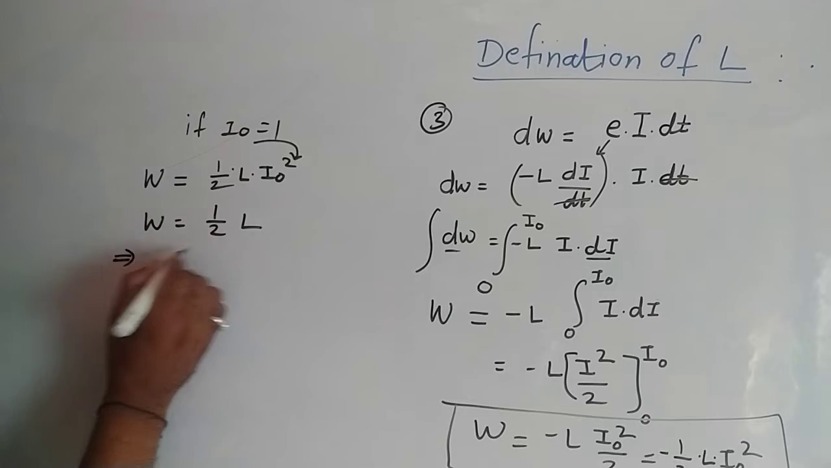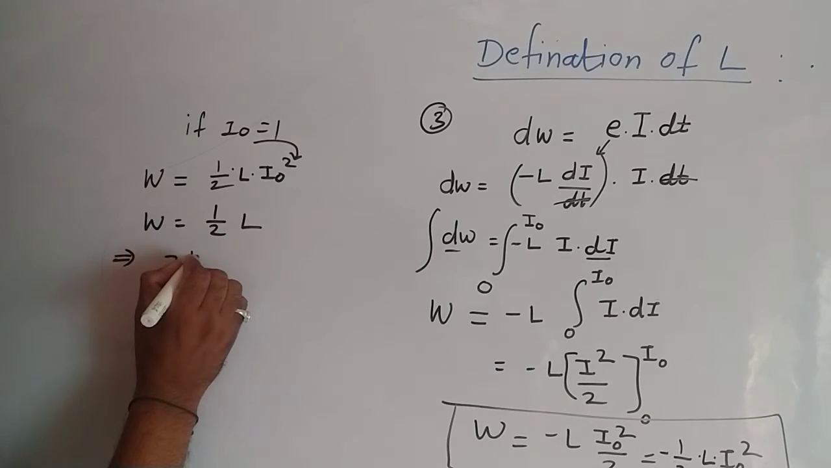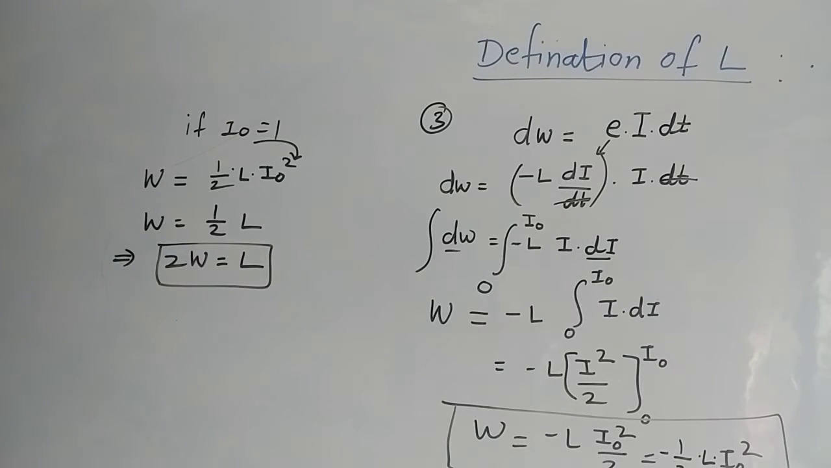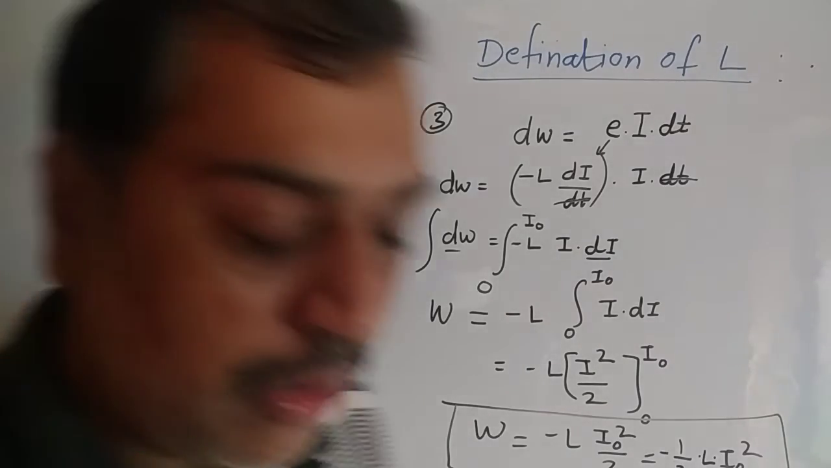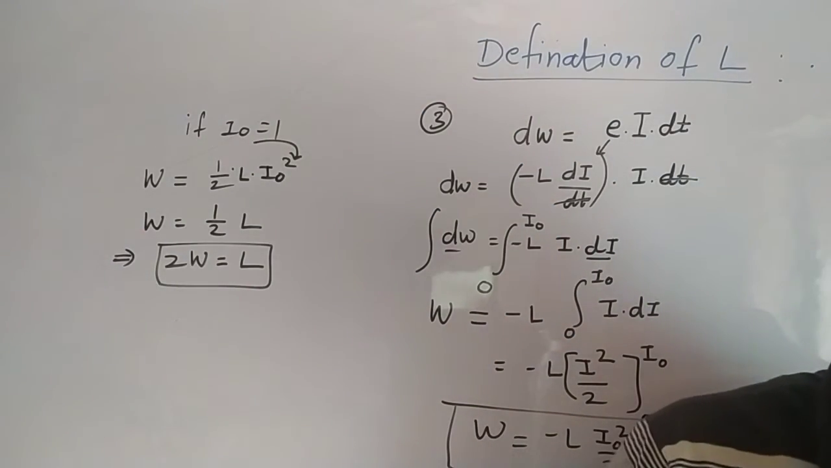This can be written as, move this 2 to this side, twice W equal to L. From this, twice W equal to L, we get another definition of self induction: L equal to twice W. The definition is given in your book, I will read it.